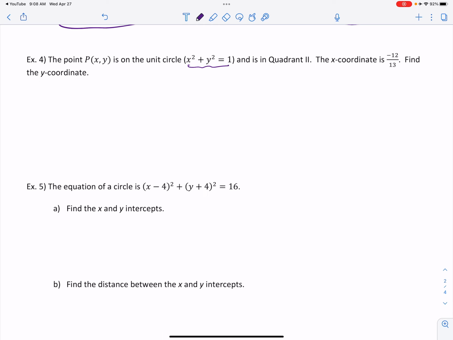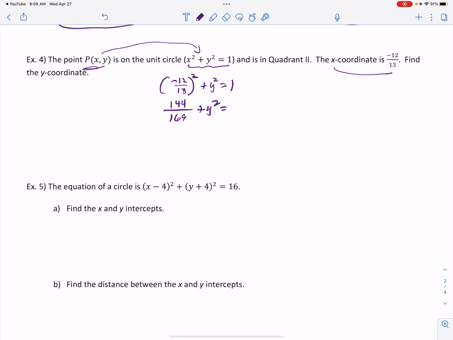Find the y-coordinate. Well, if this point is on the unit circle, the ordered xy pairs satisfy that equation. If I plug in for x and in for y, I get 1. Well, they give me the x-coordinate -12/13, so we are just going to plug that in for x, and that just leaves y in the equation, and we can solve for y. So we get 144 over 169, and y squared.